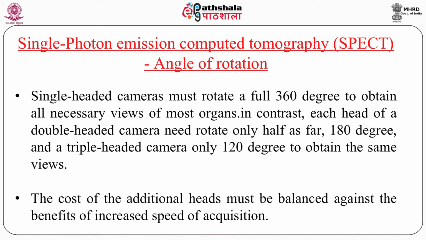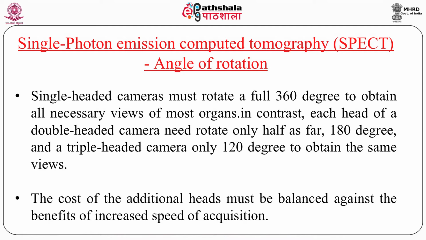What does it mean whether a single head, dual head or triple head camera is used? It is only to acquire the images from different angles. What does a single head have to do? It has to move all around the patient through 360 degrees and keep on taking images from all around. What does the dual head do? Most of the cameras available in our country are dual head. It has to rotate 180 degrees. If you have a triple head, there are 3 heads, and it has to rotate only 120 degrees to cover the 360 degrees.